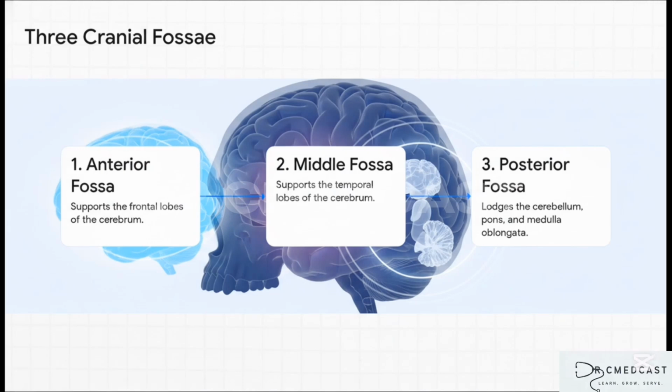So let's break down these 3 levels. The highest level is the anterior cranial fossa, and that's what supports the frontal lobes. Take a step down and you find the middle cranial fossa, which holds the temporal lobes. And finally, the deepest and largest of the 3 is the posterior cranial fossa, and this is what houses the cerebellum, the pons, and the medulla oblongata.